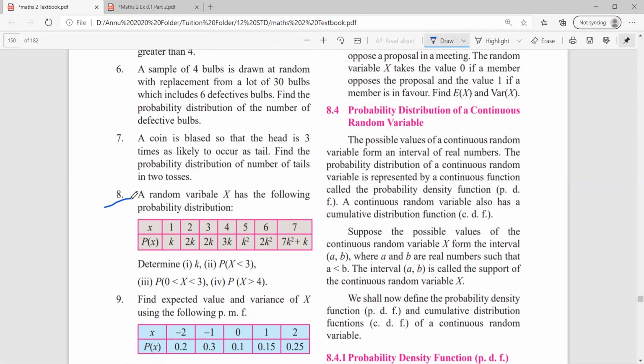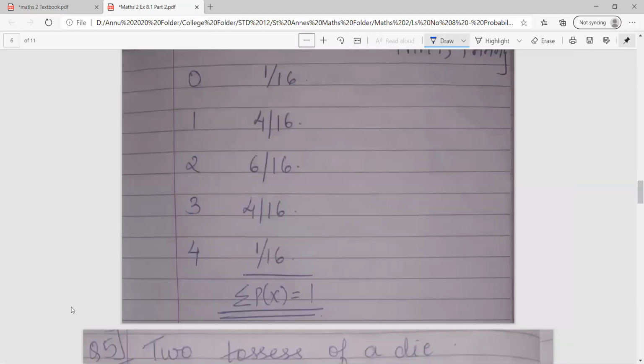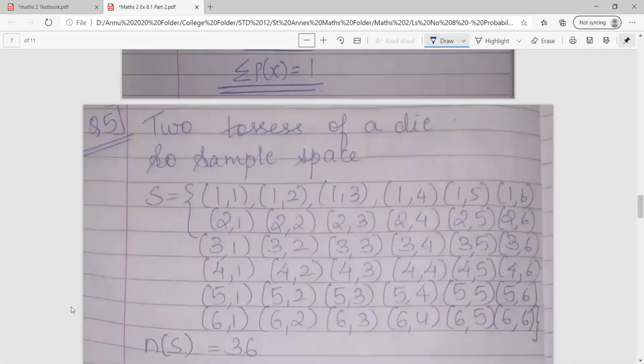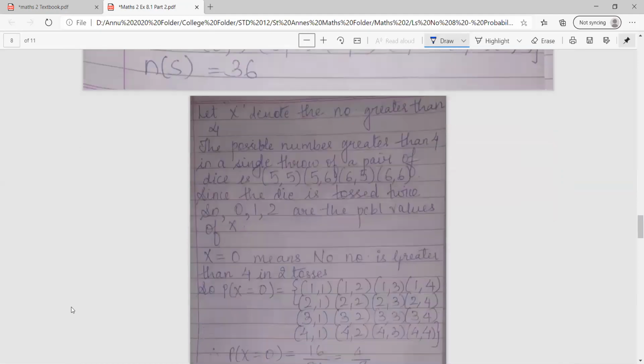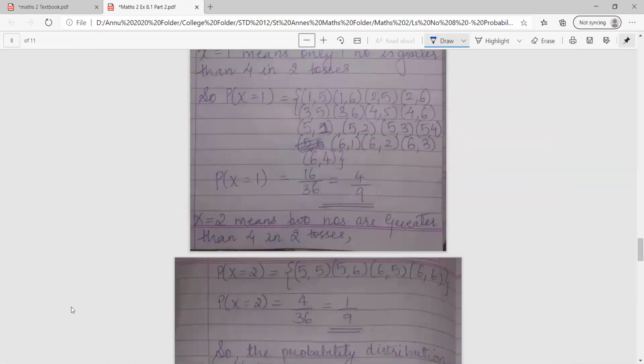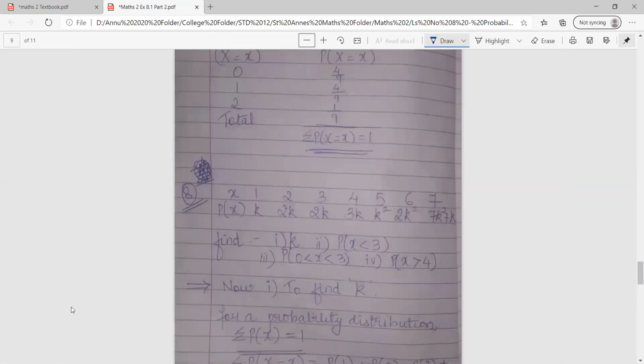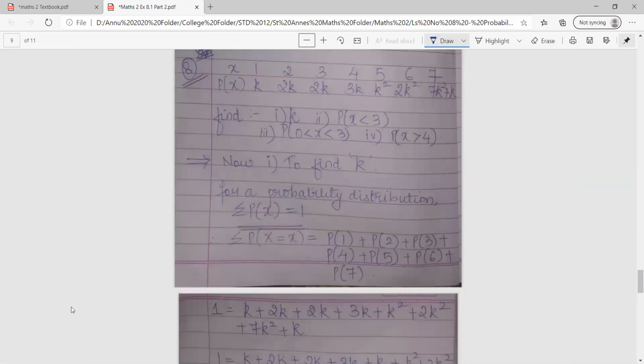So read the question class. A random variable x has got the following probability distribution. X का values दिया है and p of x का values दिया हुआ है आप लोगों को. They are telling you to find out the value of k first of all and then find the remaining 3 possibilities. Okay, so let's have a look how to calculate sum number 8. Oh, sorry, there's sum number 5 is also there. We'll do it after sum number 8. So sorry for that. Okay, coming to sum number 8.